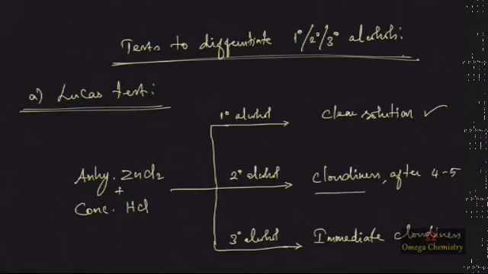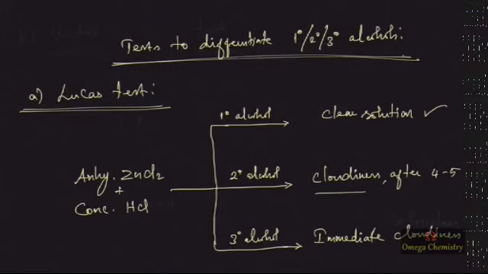Whereas tertiary alcohol will give you a more stable carbocation as an intermediate. It will form immediate cloudiness. So the rate of the reaction is the indicator to differentiate primary, secondary and tertiary alcohols.